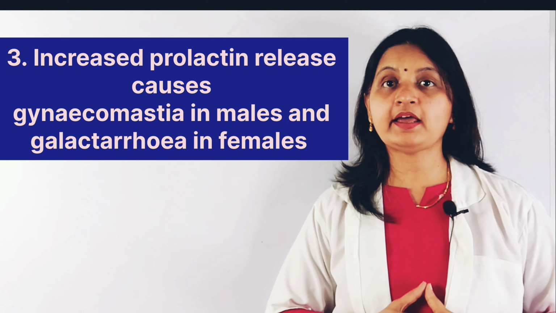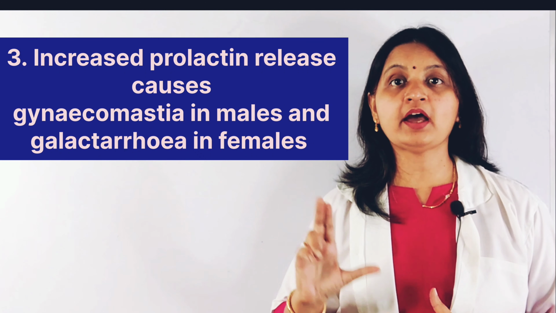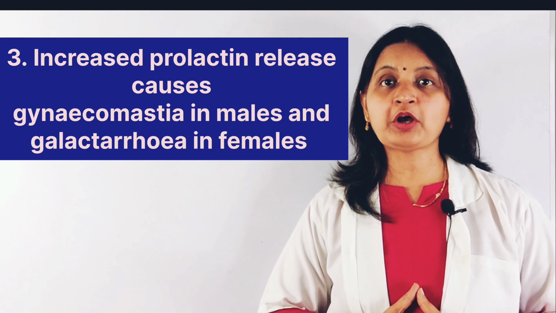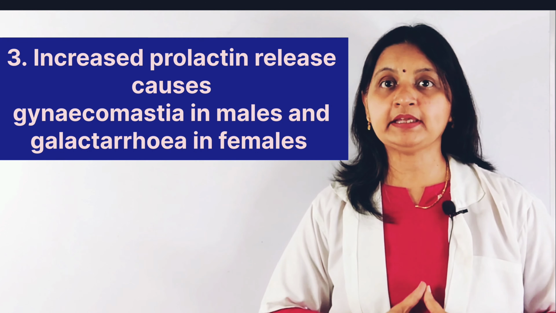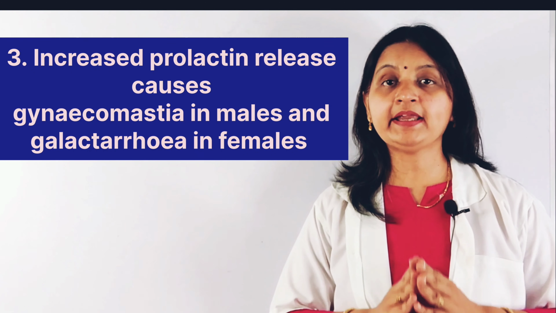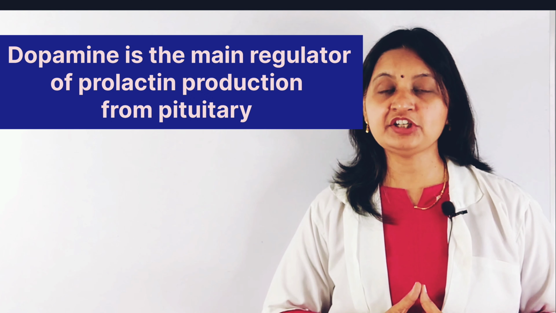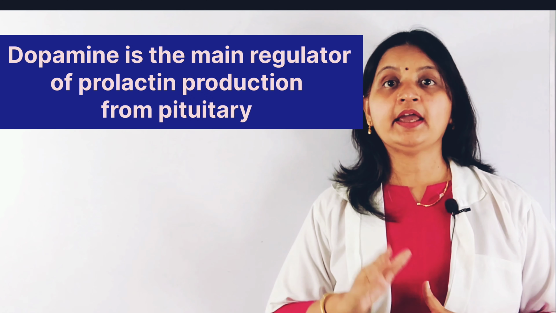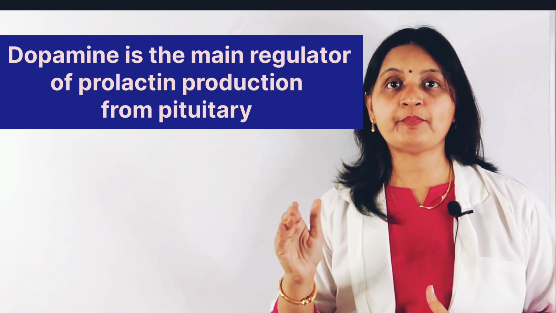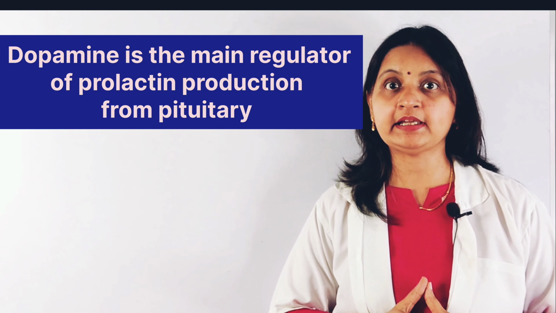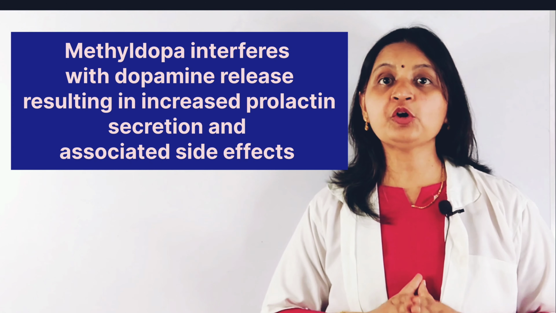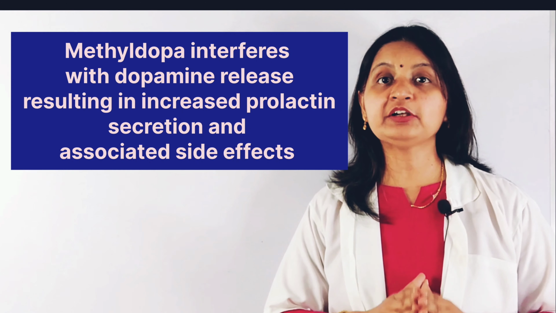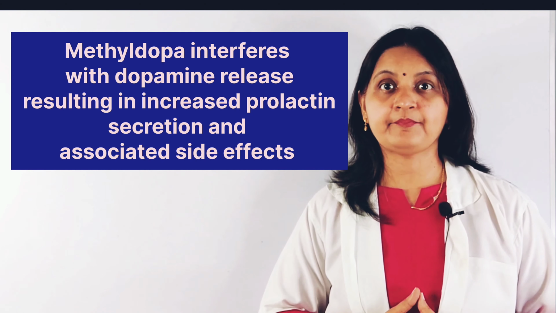Thirdly, methyl-dopa is known to cause gynecomastia in males and galactorrhea in females. This is because prolactin release is regulated by dopamine, and methyl-dopa, by interfering with the synthesis and secretion of dopamine, interferes with the inhibition of prolactin secretion from the anterior pituitary, thereby increasing prolactin release, leading to gynecomastia in males and galactorrhea in females.